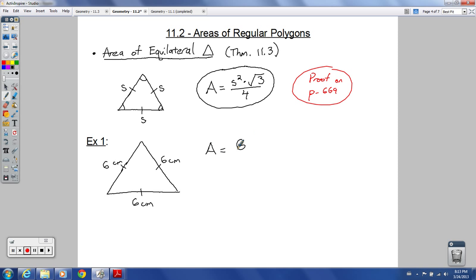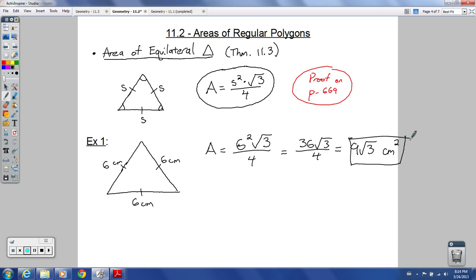So we have 6 squared times radical 3 over 4. That happens to be the same as 36, 6 times 6, radical 3 over 4. And this one you can reduce, because 36 and 4 have a factor of 4 in common. And so this would be the same thing as 9 radical 3. If you were to give this as an exact answer, you would leave it just like that. It's an area, so since the units are centimeters, you would say centimeters squared.